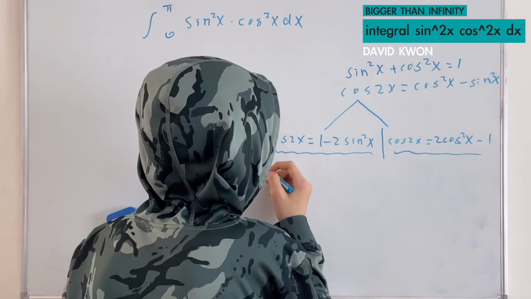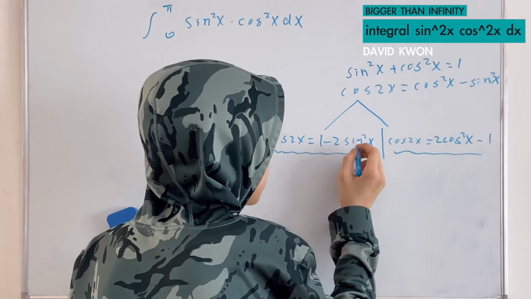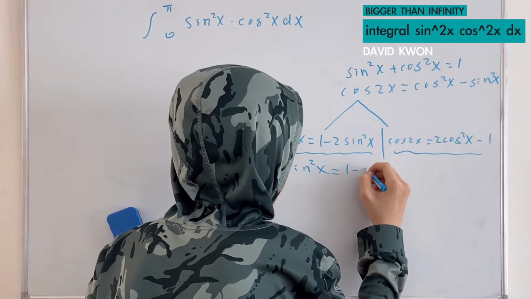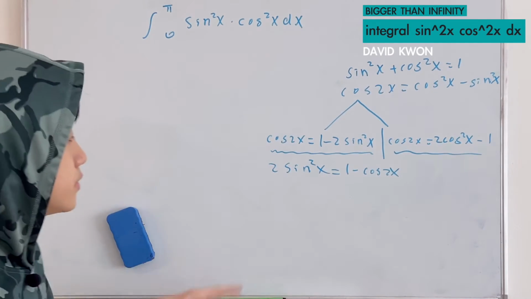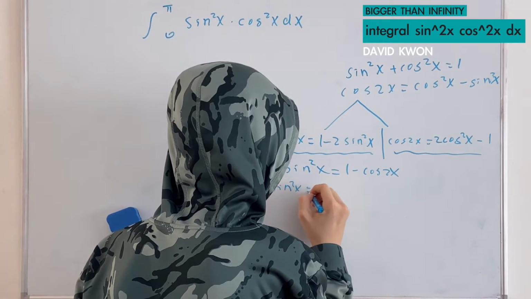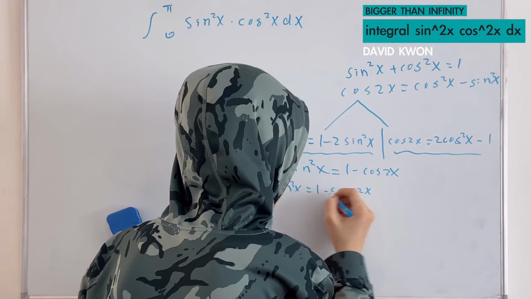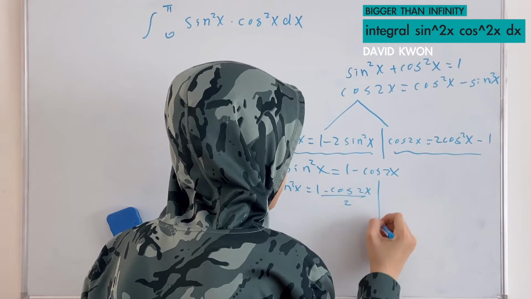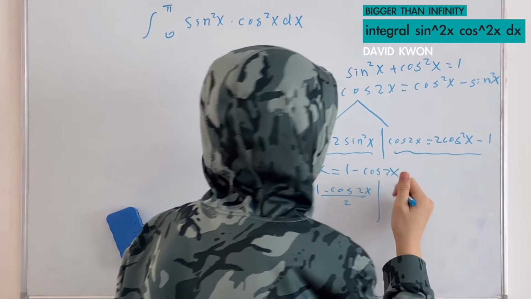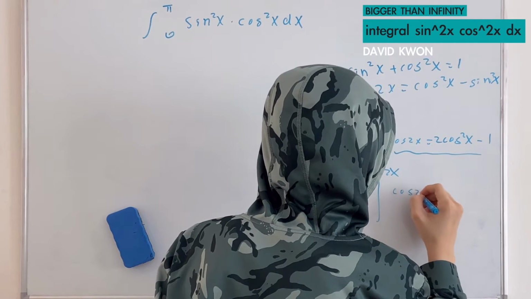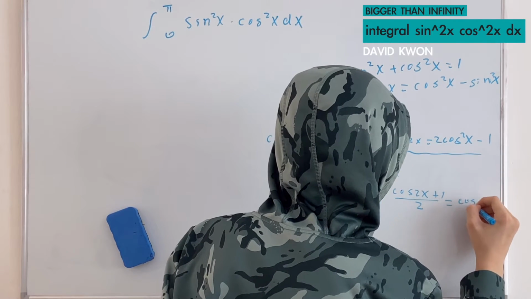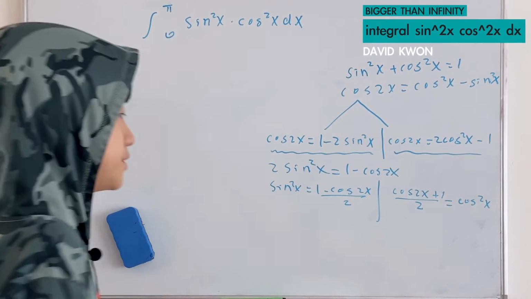I'll do it really quick. So I add 2 times sine squared x on both sides, and then subtract cosine 2x on both sides. So we have this. That moved to here, and this moved to here. And then I divide by 2 on each side. And then to do this, I add 1 and divide by 2 on each side. Very simple. I think I got the order wrong, but it doesn't matter.